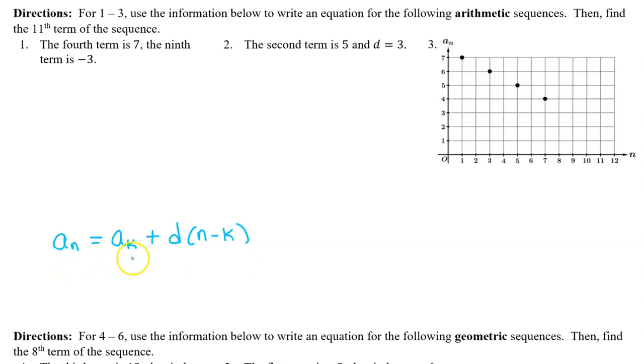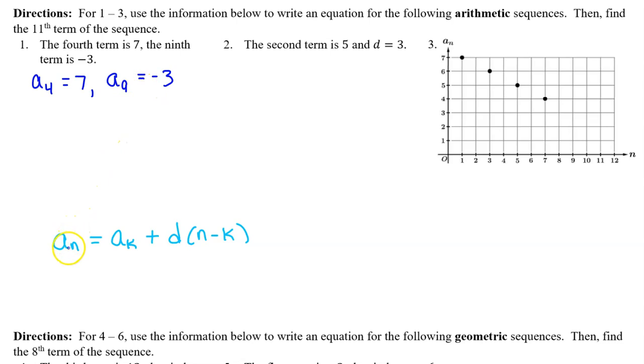an equals ak plus d times n minus k, where an represents the nth term of the sequence, ak represents term k, and d is the common difference. For this problem, we will let a4 represent the fourth term in the sequence. So when they say the fourth term is 7, that means a4 is equal to 7. If the ninth term is -3, that means a9 is equal to -3.